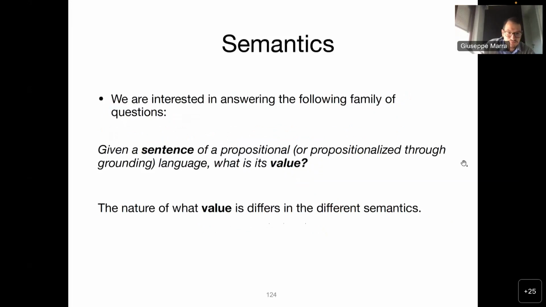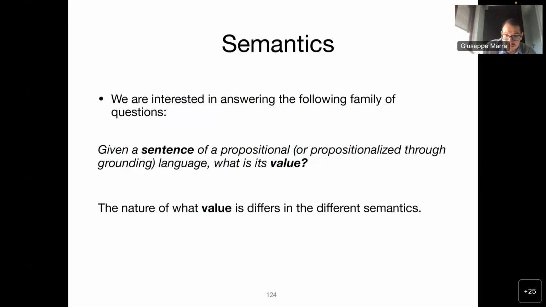So here we are entering this dimension, we are exactly interested in this. Given a sentence, let's say propositional to make this easier, given a sentence of a logic language, what is the value that you assign to it? What are the possible values? And if you have composite sentences, how can you compute the value of a composite sentence given the value of the single atomic parts? And the nature of this value will differ between the different semantics.